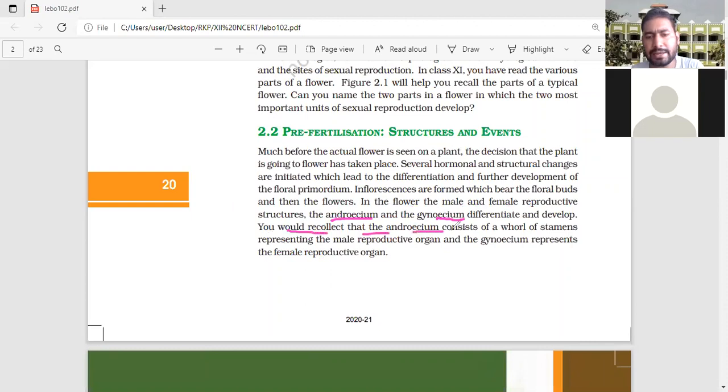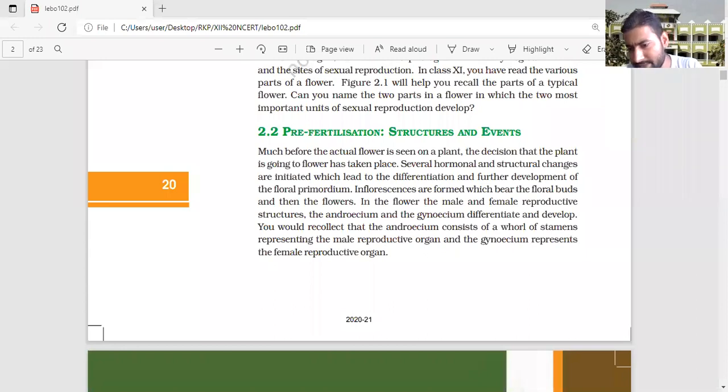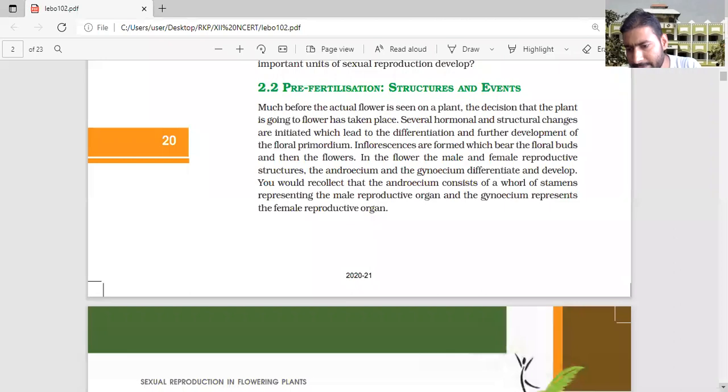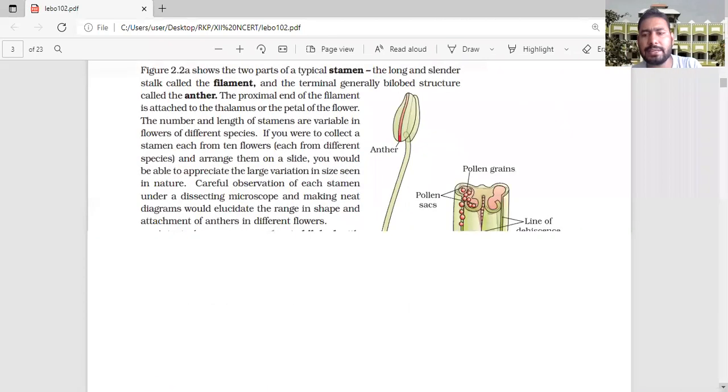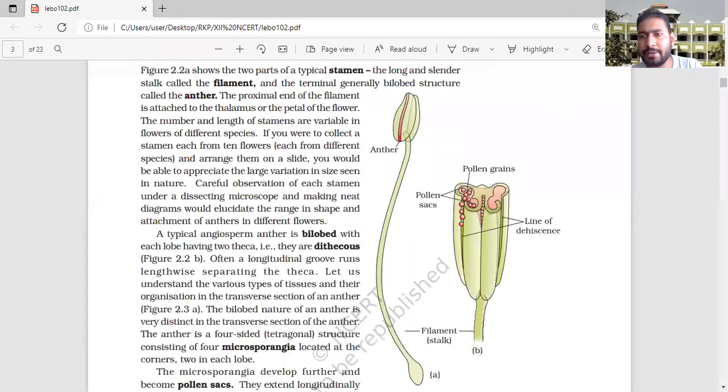You would recollect that the androecium consists of a whorl of stamens representing the male reproductive organ, and the gynoecium represents the female reproductive organ. In the male, the androecium has a whorl of stamens. Whorl means more than two to three stamens are there. Is it clear? Now you can see the detailed structure of the stamen.